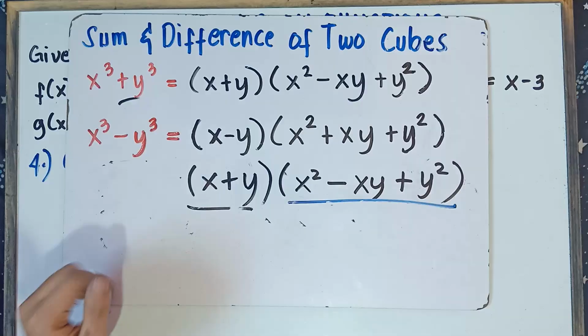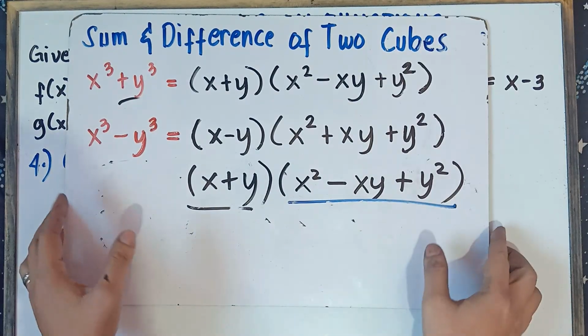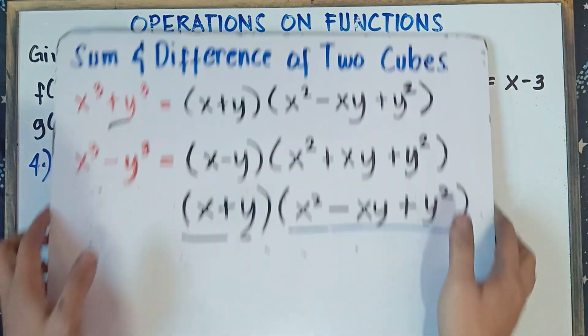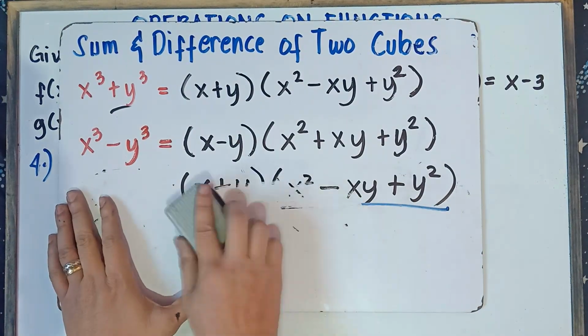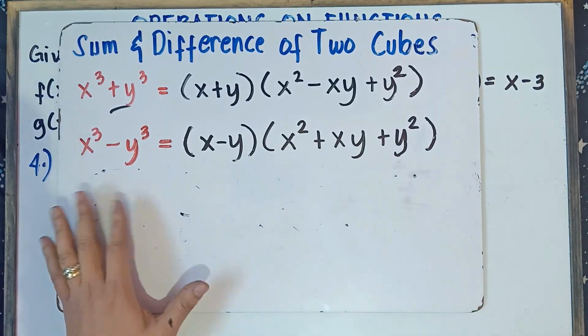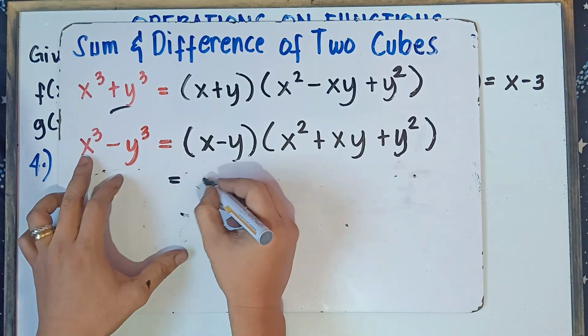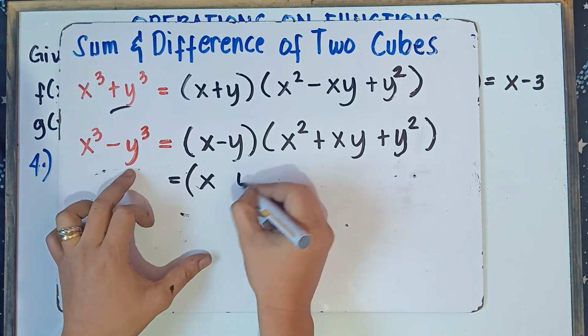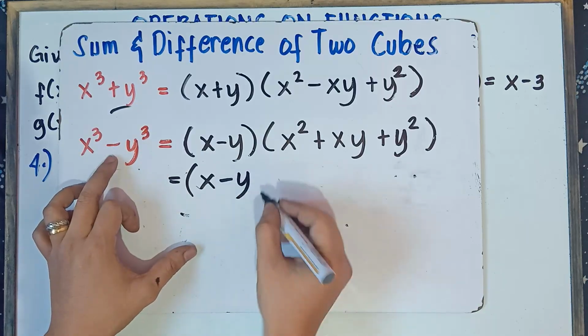That is if you have a sum. Now, if you have minus, same with our example, we have minus, so the difference of two cubes. So we have minus. So our answer, that would be the cube root of the first term, that would be x. The cube root of the second term, the cube root of y cubed, that would be y. Simply copy the minus sign.